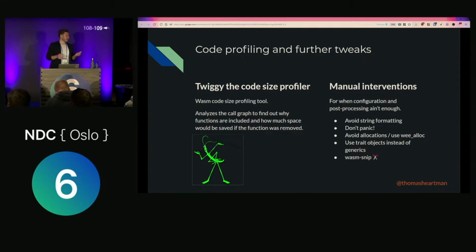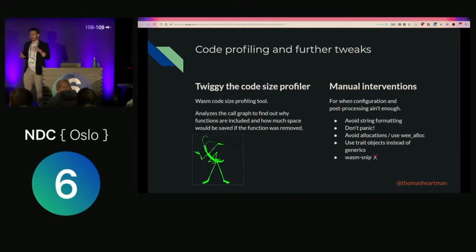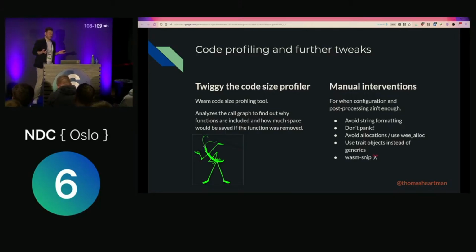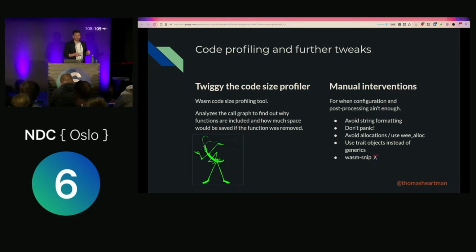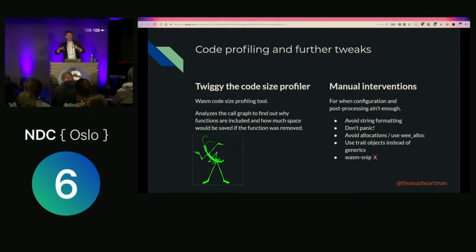You can switch allocators in Rust to something called walloc. Now, this one's less focused on having predictable performance, but it is a bit smaller. And this one's fun. In Rust, you can use trait objects instead of generics.